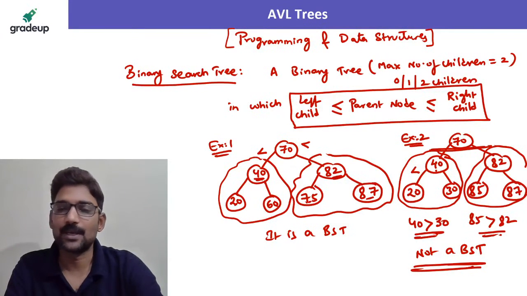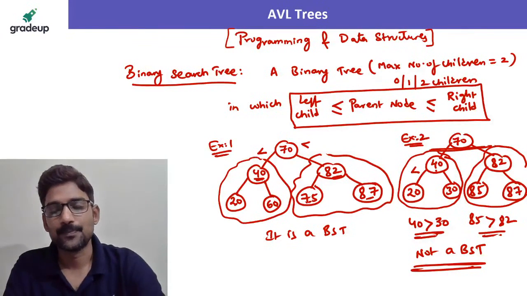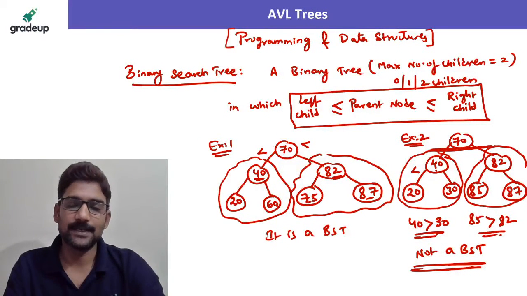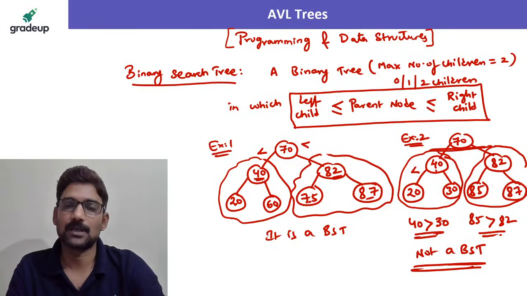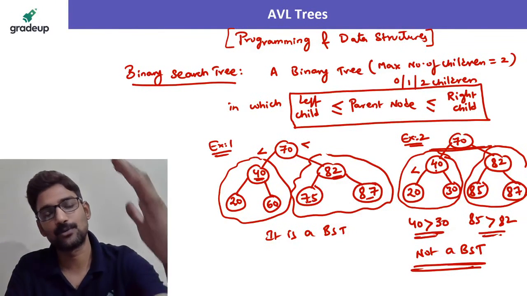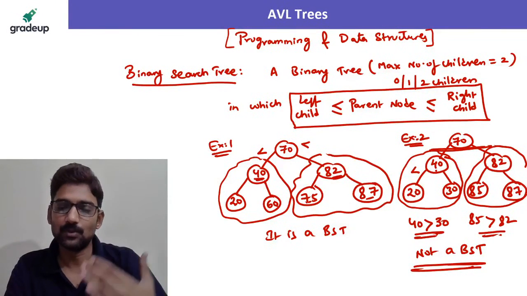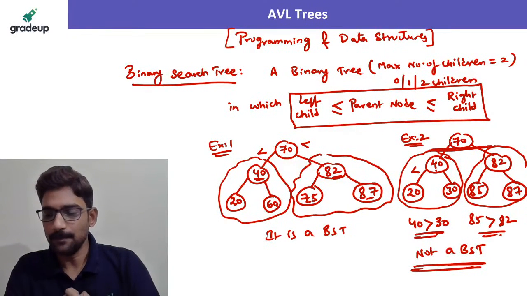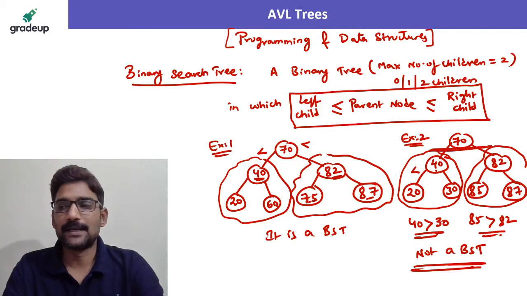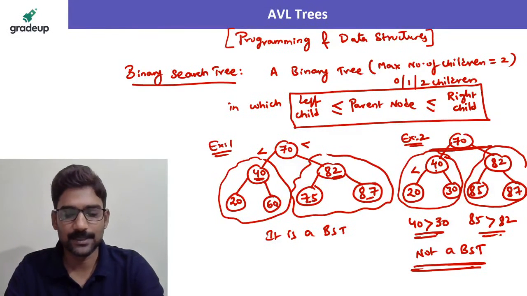Srishti, what Sheikh Umar is telling, that is true. We can place duplicates on either side, but whatever we select, left or right, we will follow the same throughout the tree. Okay? So I hope this concept of binary search tree is now clear.